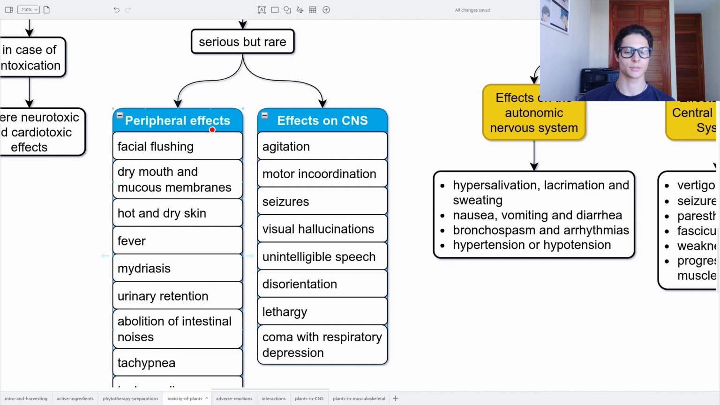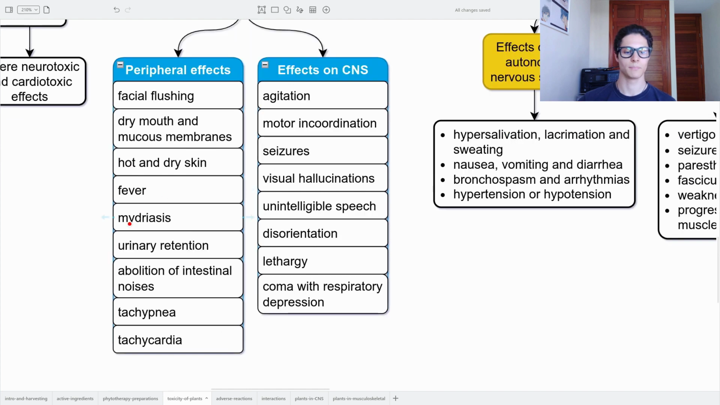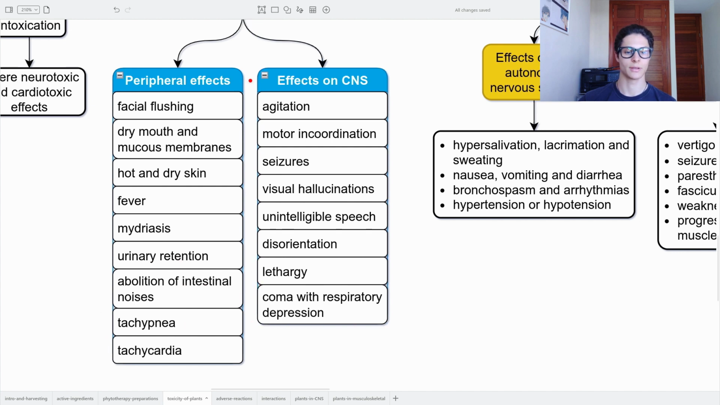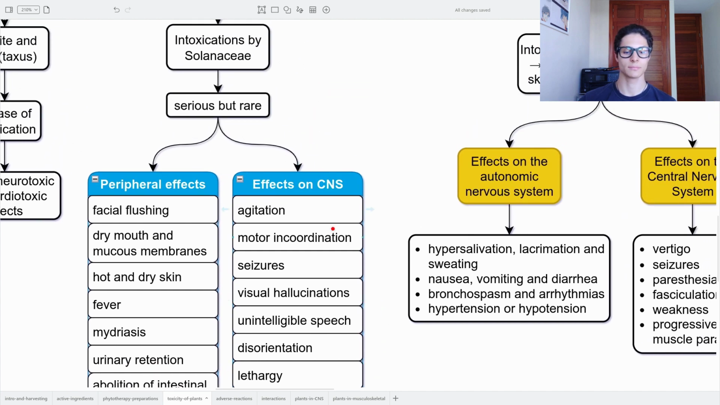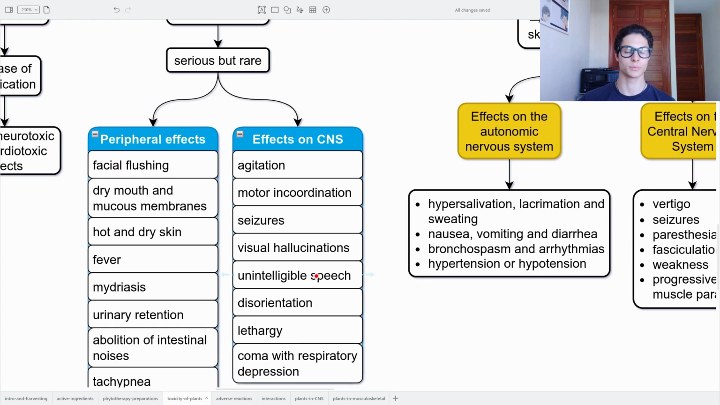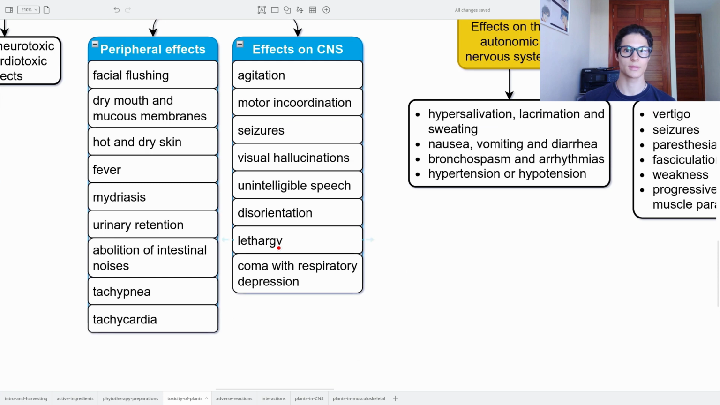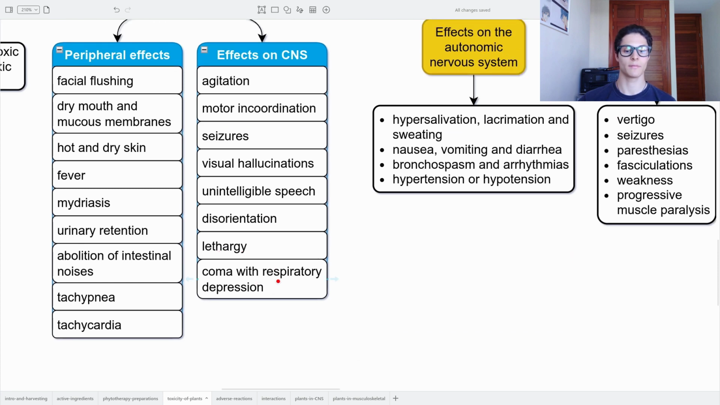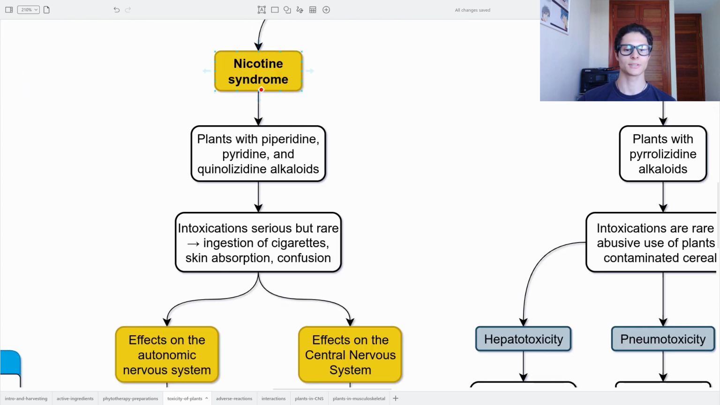The peripheral effects we can find are facial flushing, dry mouth and mucous membranes, hot and dry skin, fever, mydriasis, urinary retention, abolition of intestinal noises, tachypnea and tachycardia. And the effects on the central nervous system: agitation, motor incoordination, seizures, visual hallucinations, unintelligible speech, they are not able to speak properly, disorientation, lethargy, and a possible coma with respiratory depression.